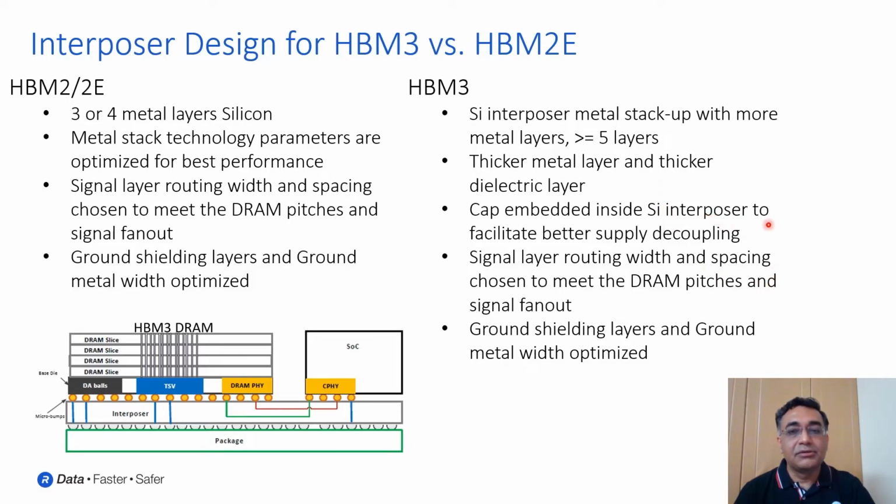In the silicon interposer, we also have a provision to add silicon decaps, which will help in supply decoupling and thus improve the power integrity. In both the technologies, there are a few considerations which have to be followed. Signal layer routing width and spacing are guided by the DRAM bump pitches and micro bump pitches. And one of the important things we need to consider while designing this is to take care of the ground shielding layers and ground metal width optimization.